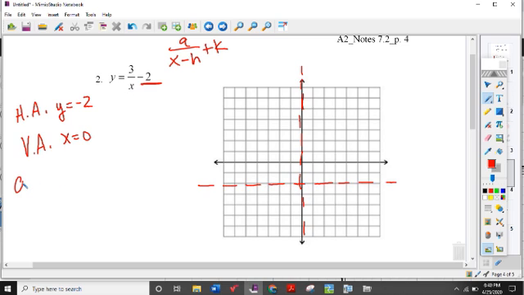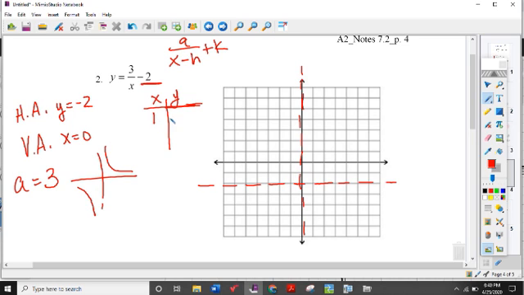Now I look at A. A equals 3, and remember when A is positive, your graph is in those first and third quadrants. So that means my graph is going to be up here and over here. And then the next step is to plug in a couple of values for x and y, and plot points on either side of the x equals 0 line.